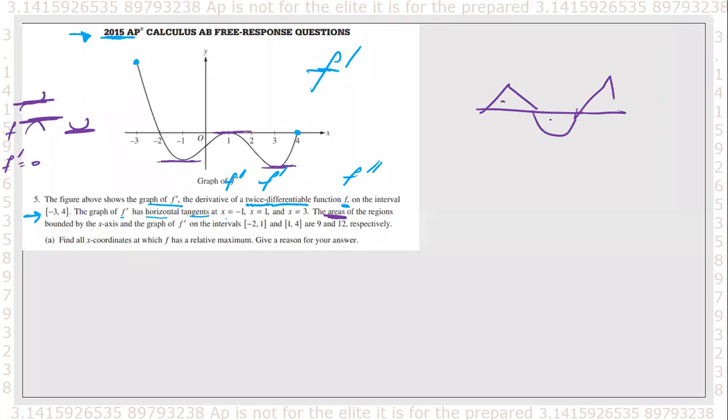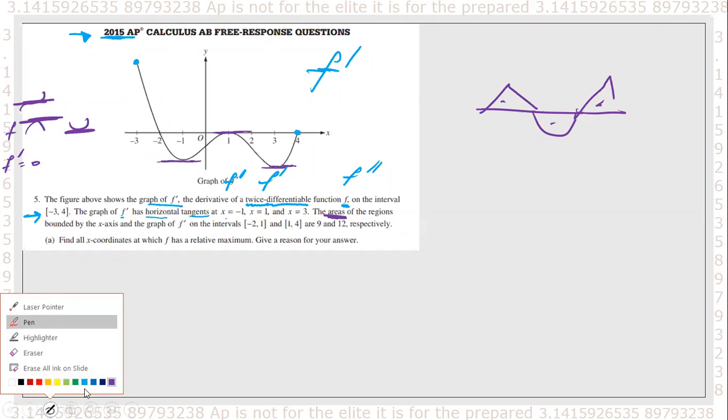I can find the area of a triangle, the area of a circle, the area of, I don't know, a trapezoid, whatever. That's not the case here. So they gave you the area. Let's go ahead and label that.